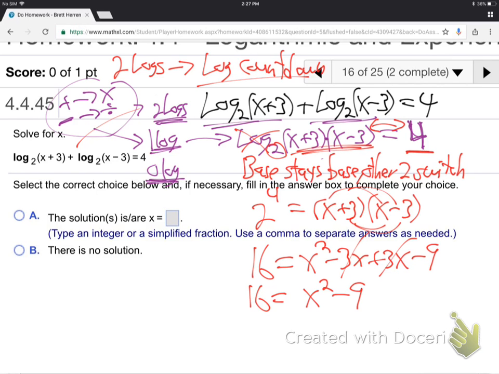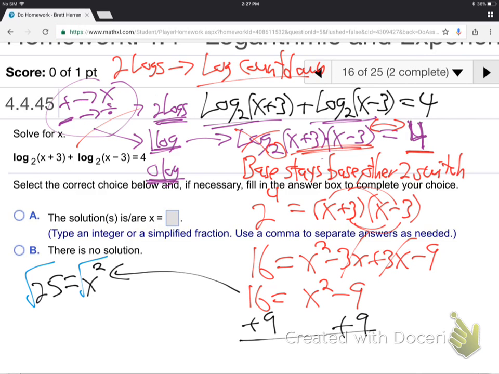How do you solve for x there? Am I going too quick? Want to add that 9 to both sides, bring it over here. So that'll be 25 is x squared. And what do you do now? Square root it. And you're supposed to put plus or minus whenever you square root both sides.